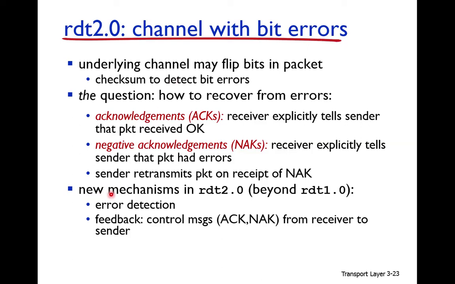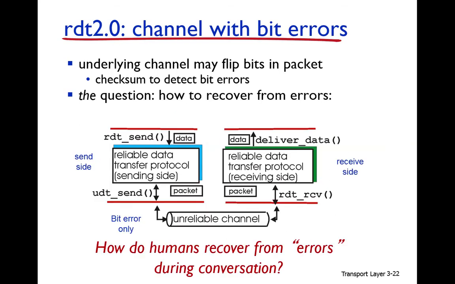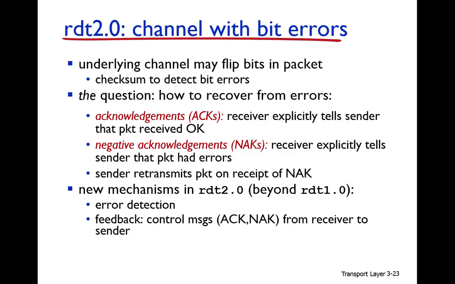The first thing is that the receiver should have error detection. When the channel can have bit errors, first of all the receiver should have a mechanism to detect whether the data received from the underlying channel has a bit error or not. We have already discussed the error detection mechanism, that is the checksum, so we can use it.